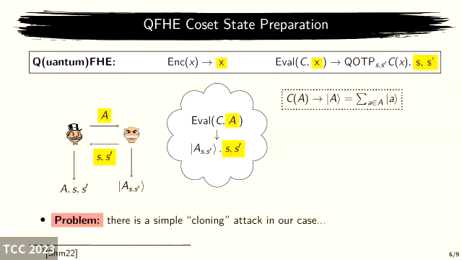But the problem of this protocol is that in our monogamy of entanglement setting, there is a simple cloning attack. Mainly it's due to the fact that we do not check whether the receiver really computes the right circuit during the evaluation phase. And so the solution is to use, as I said, a self-testing protocol combined with this quantum fully homomorphic encryption-based process separation protocol.